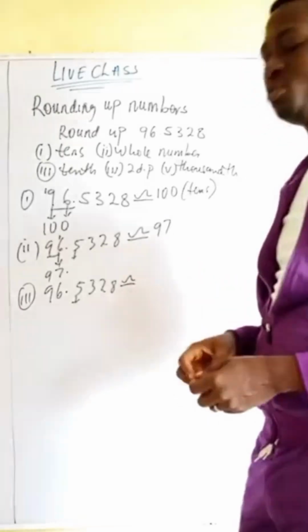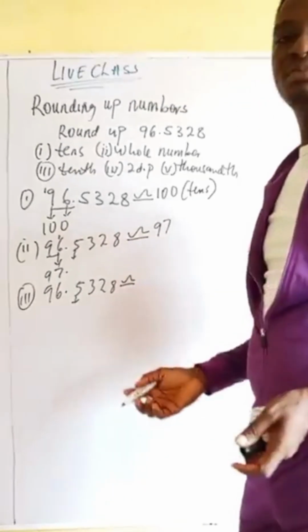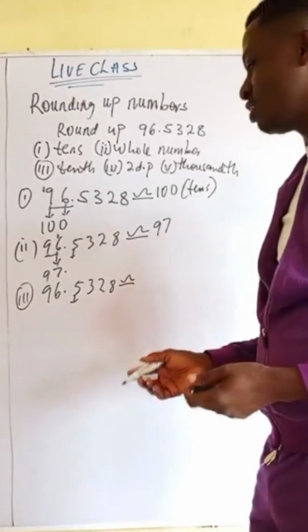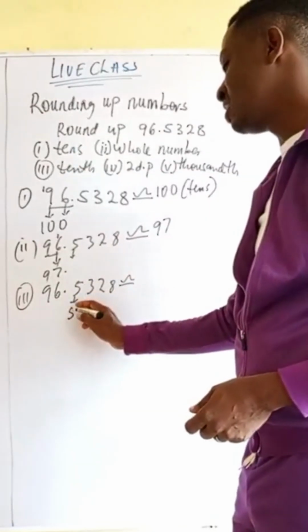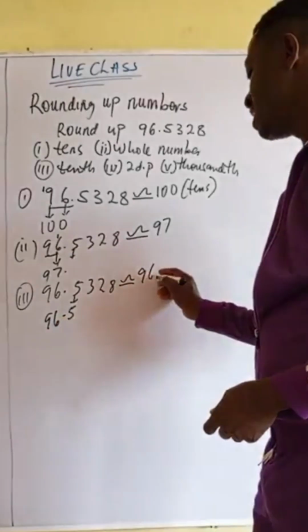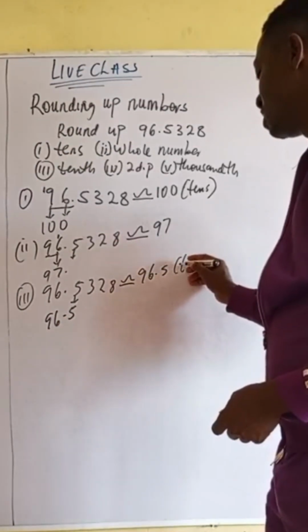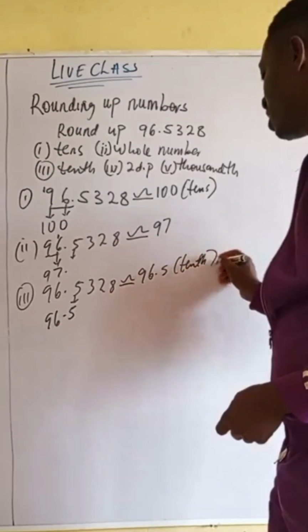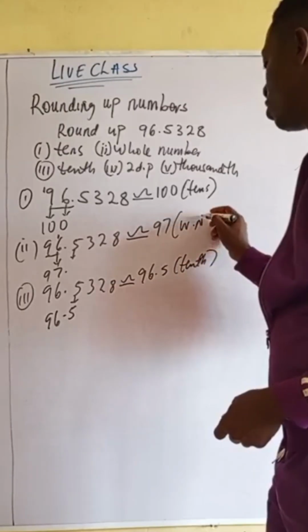The next digit to your right, which is 3. Is 3 up to a number you can round up to 1? No, it's not up to. So the tenth digit remains the same. Then we bring down this one. We now have 96.5 to the nearest tenth, while this one is to the nearest whole number.